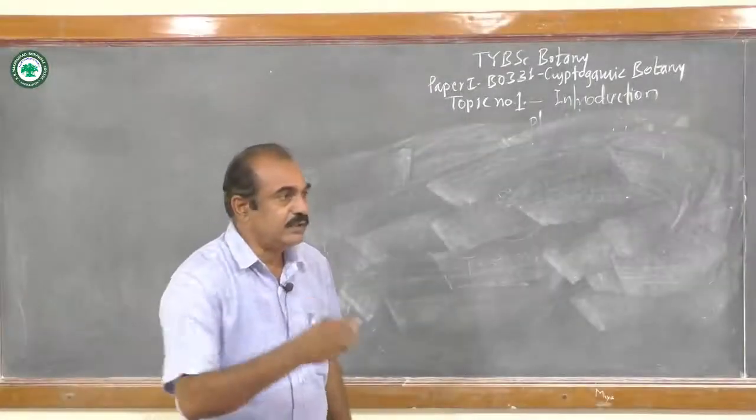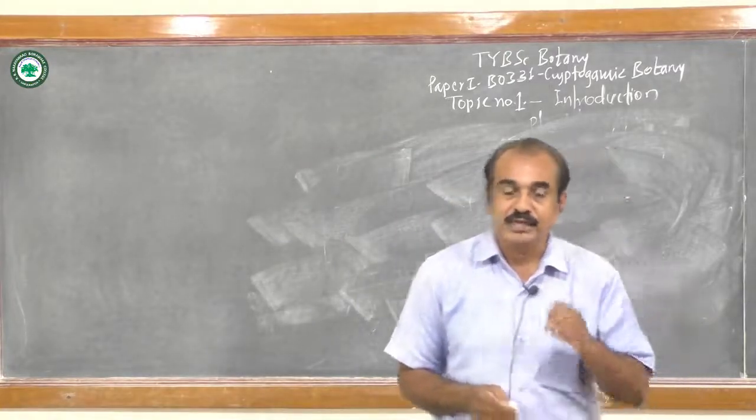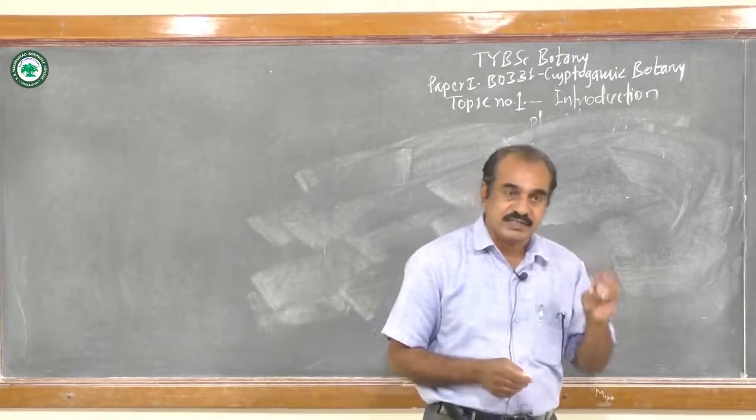Now here in the Thallophyta, the sex organs are very, very simple. They are primitive. Generally, they are single celled structures.